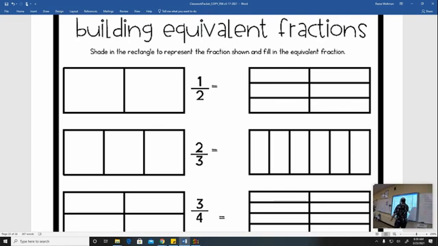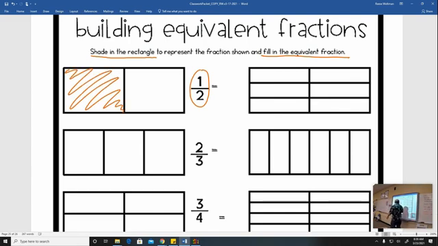Okay. Building equivalent fractions. You're going to shade in the rectangle to represent the fraction shown. I mean, the fraction right here. And then you're going to fill in the equivalent fraction on the other side. Okay? So in this case, if it's 1/2, what do I do right here? What do I do there, Ayana? That's right. Jack, what do I do on this side?